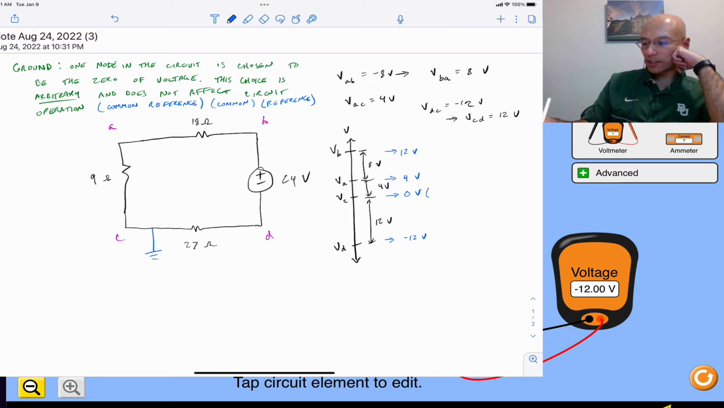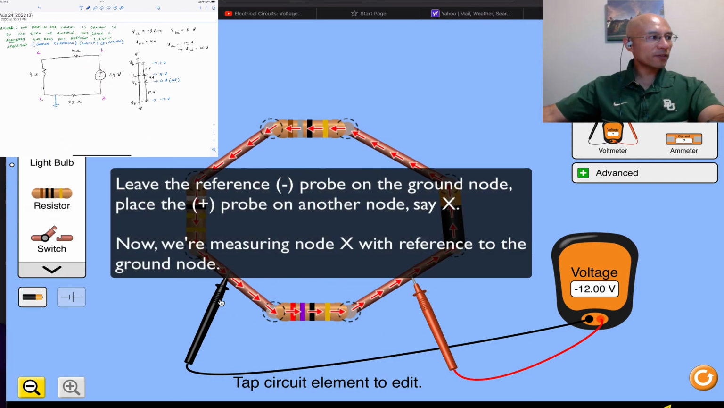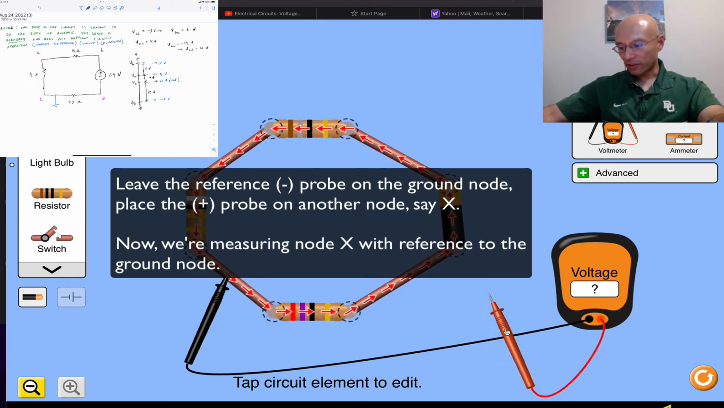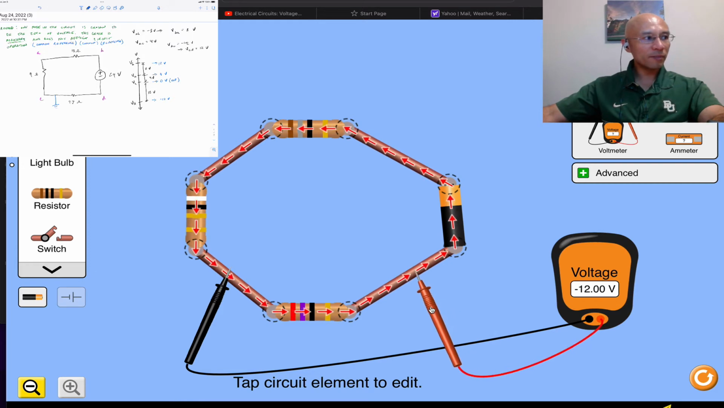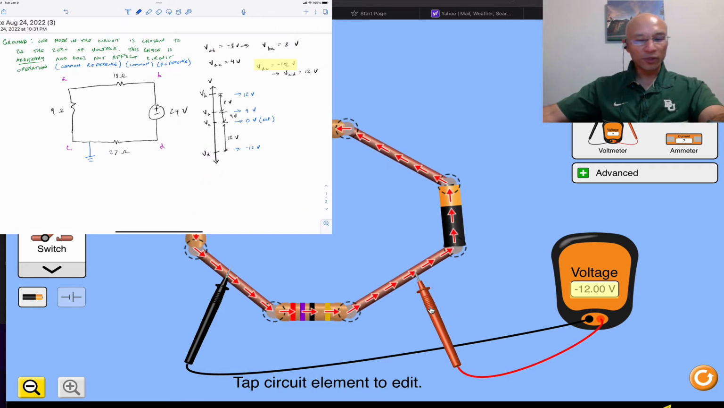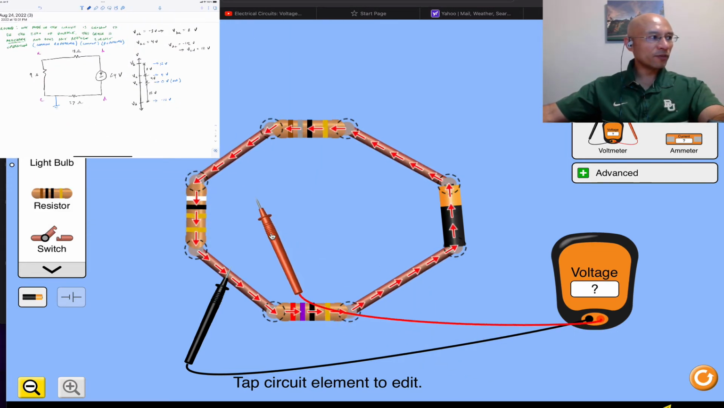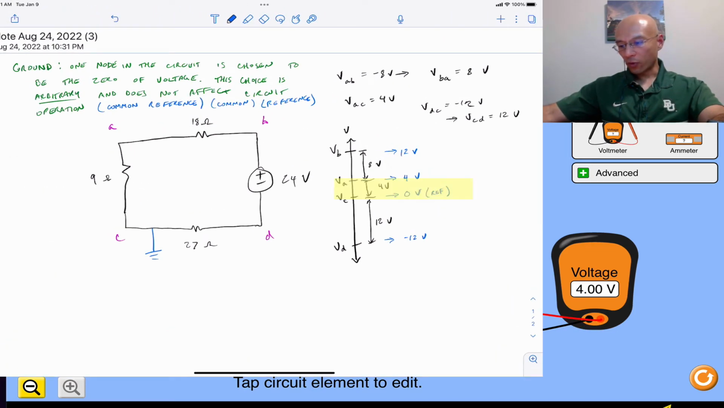Because ground is our reference, it's really like leaving the reference here on C, and then we move the measurement point. So if I want VD, I put this on node D. You can see it's negative 12, just like I predicted in my plot there, my chart. And then if I move to A, we have a 4 volt value for VA.